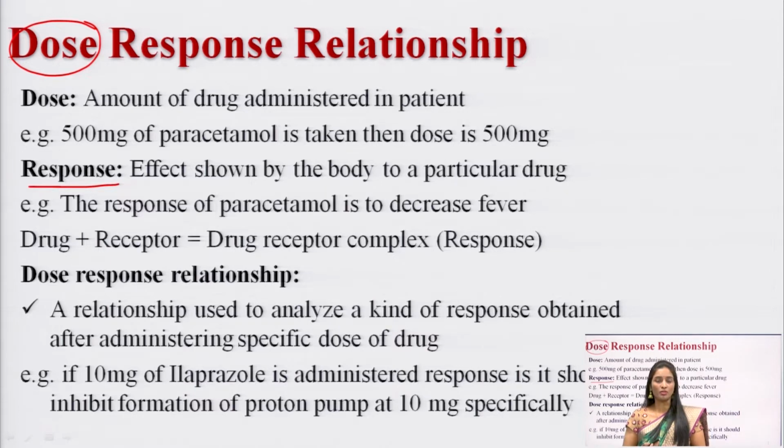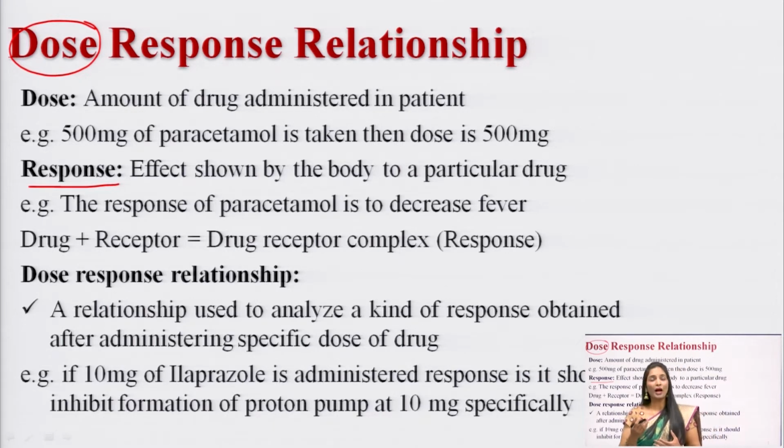is called the response. If I am talking about the dose, I can give the best example of paracetamol. Paracetamol is available in doses like 200 mg, 500 mg, 650 mg. If I am talking about 500 mg of paracetamol, the dose is 500 mg. If I am talking about 650 mg of paracetamol, Dolo 650, you can hear medicine names like Dolo 650, Dolo 500. So, for Dolo 500, the dose is 500, and for Dolo 650, the dose is 650.